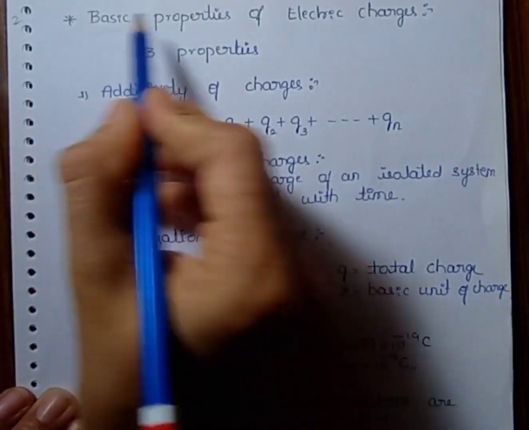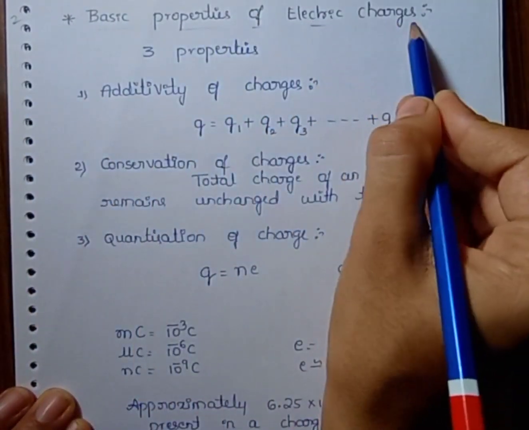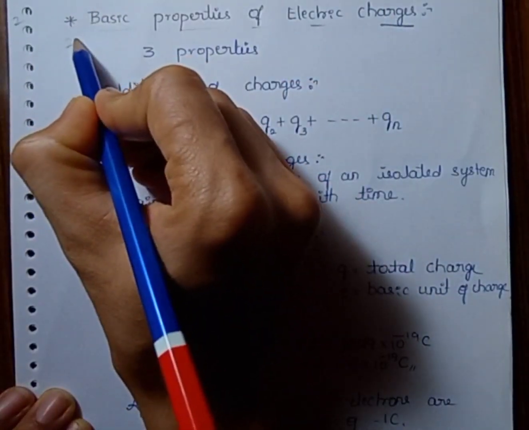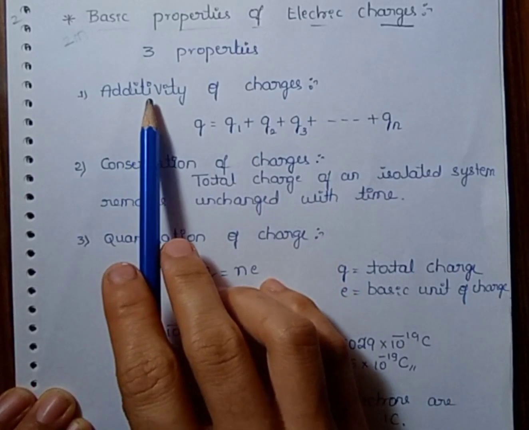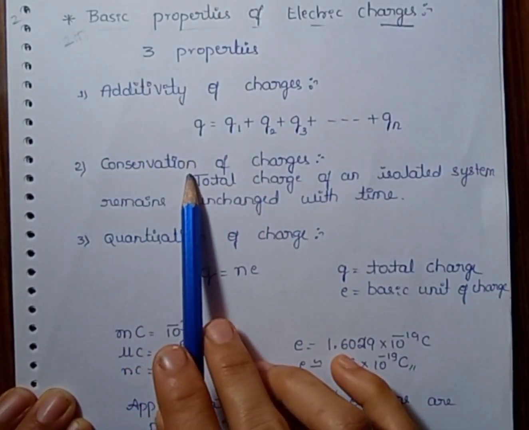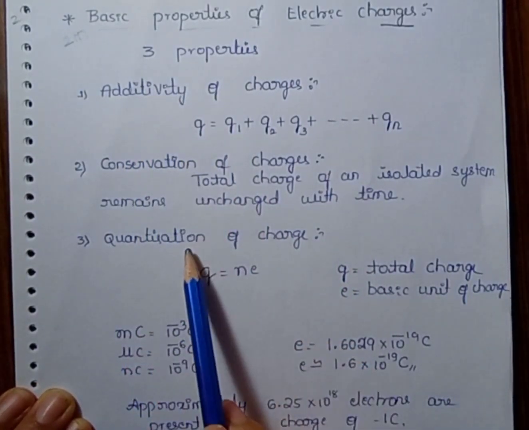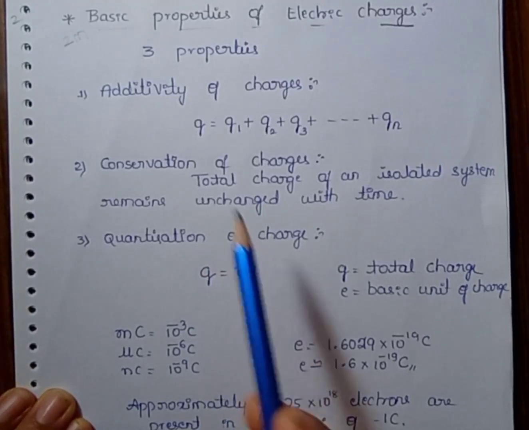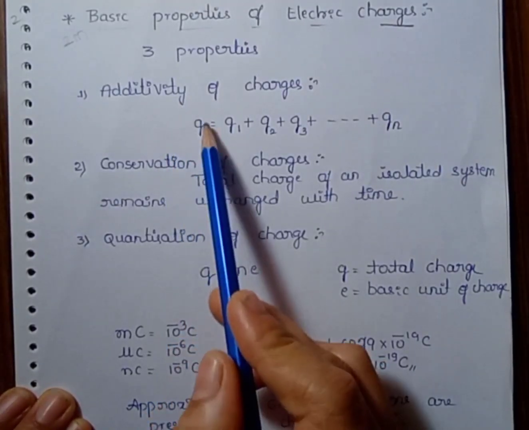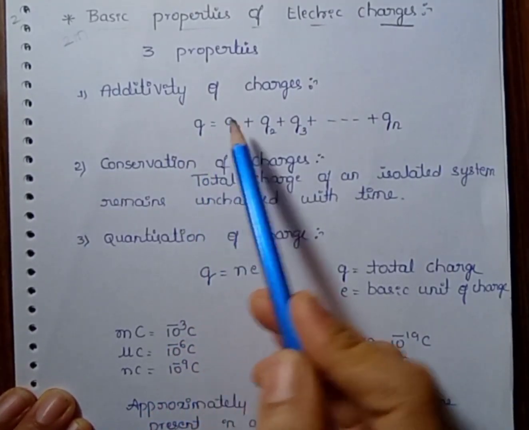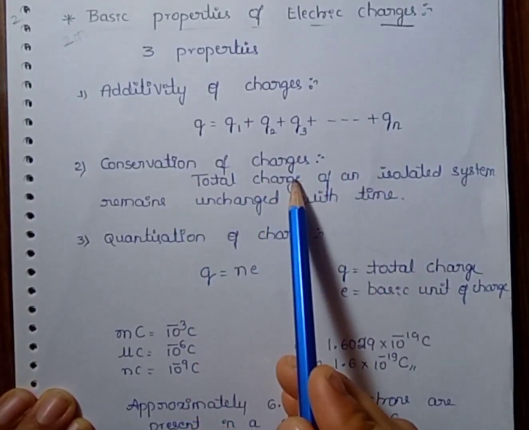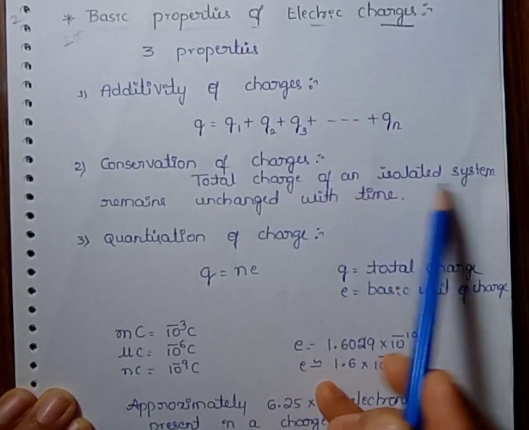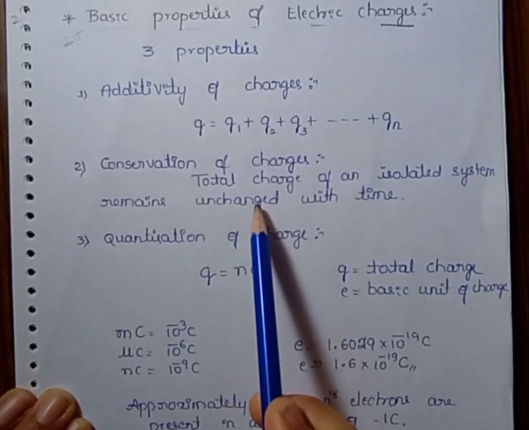Next one is basic properties of electrical charges, and this one is important for 2 marks. There are 3 properties. One, additive property; another, conservation of charges property; another, quantization of charge property. Additivity of charges means total charge is equal to the sum of individual charges, and conservation of charges means total charge of an isolated system remains unchanged.